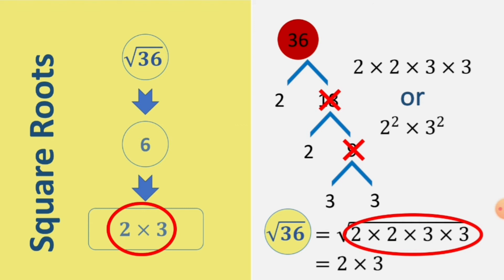So, if we have a multiplication of two identical numbers under a square root, such as 2 times 2 here, we can take it out of the square root and write a 2 in the result. The same for 3 times 3. We take it out of the square root and write a 3 in the result. Then we multiply both of them. So the result will also be 6.